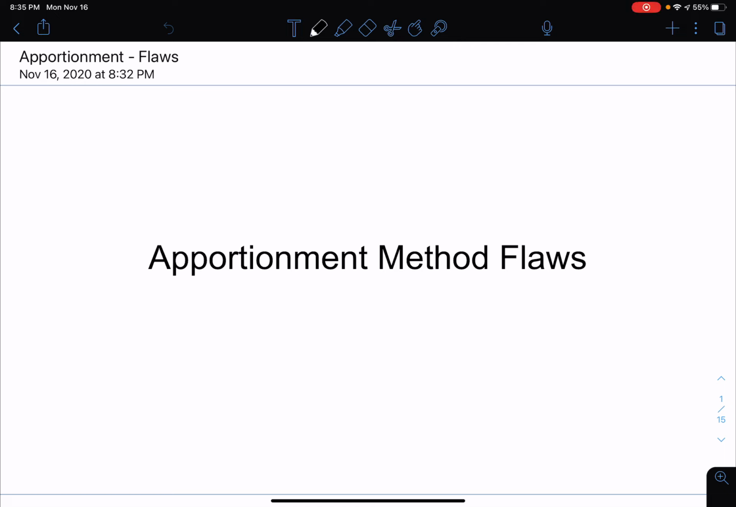To wrap up our work on apportionment, let's look at some flaws that exist in some of these apportionment methods. I know it's kind of a negative way to wrap this up, but it's the best way we can think of.